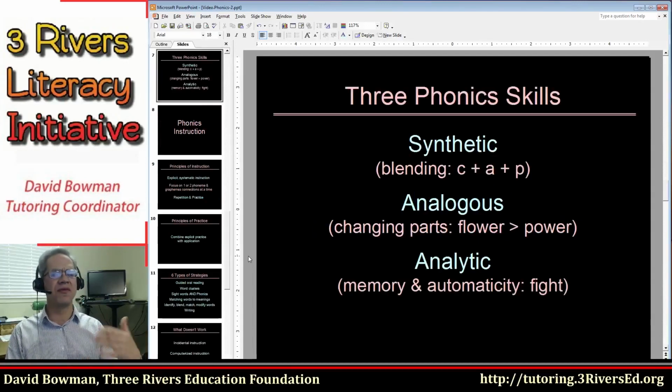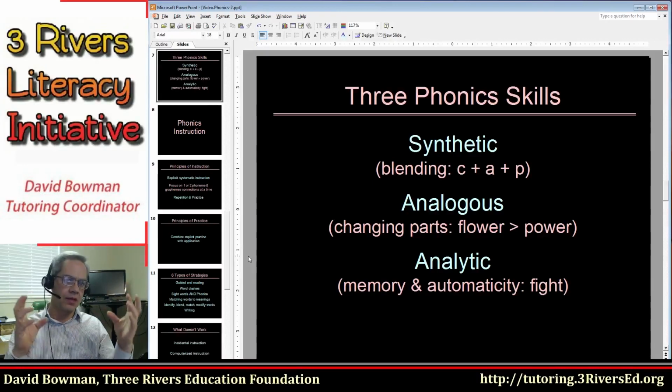The first type of phonics skill we call synthetic phonics, which is where letters and letter combinations have specific sounds, so we can sound them out individually and then we can blend them together to make a word. Like in cap, we have three letters. Each of those letters has its own sound relationship. We can produce the sounds, put them together, and now we've got cap. So that's synthetic. We are synthesizing the sounds into words.